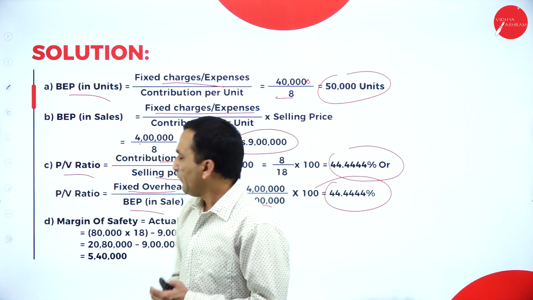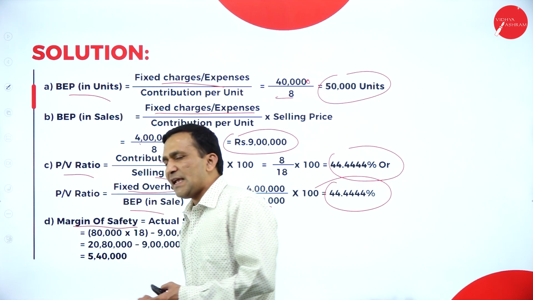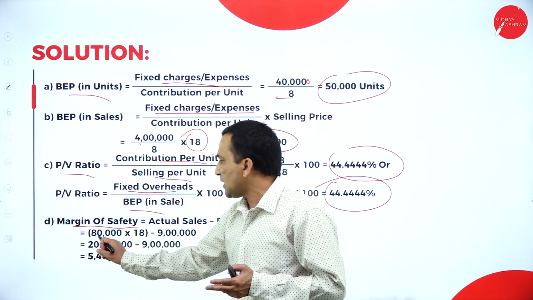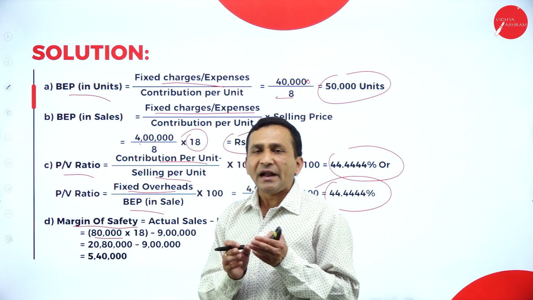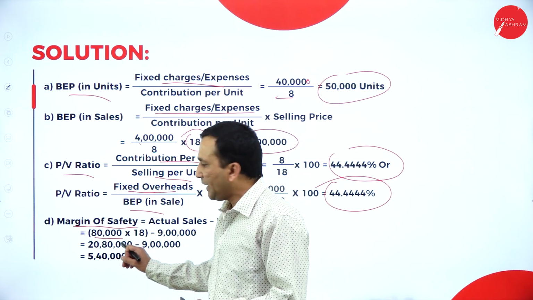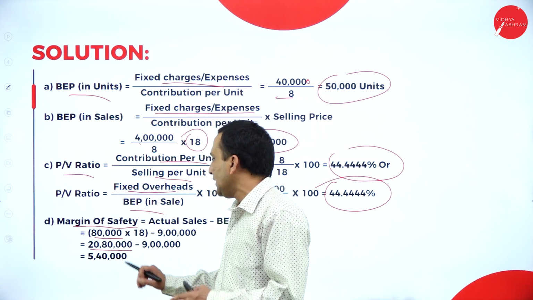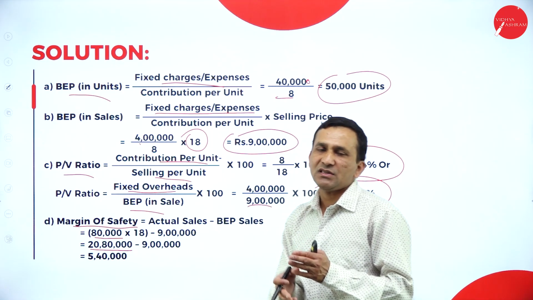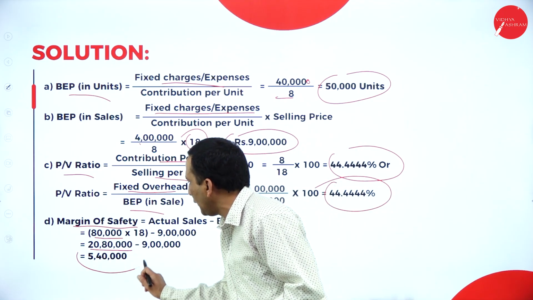So finally we are going for margin of safety, actual sales minus break-even sales. Actual sales here, the number of units is 80,000, new selling price is 18. So if you multiply, 20 lakhs 80,000, from this you need to subtract the break-even sales value. So finally we are getting 5,40,000.